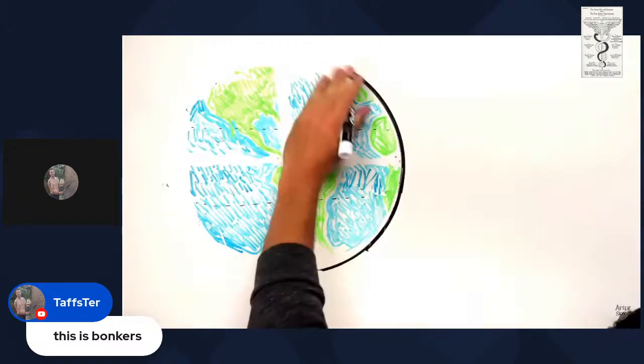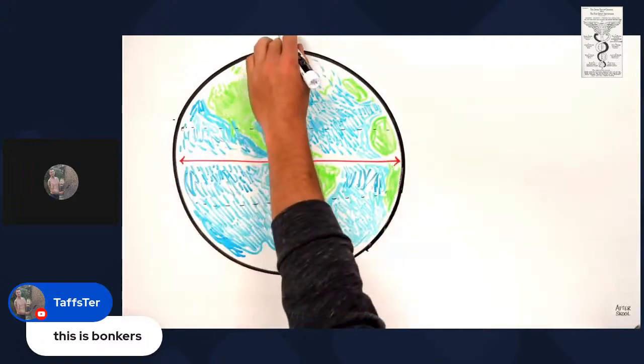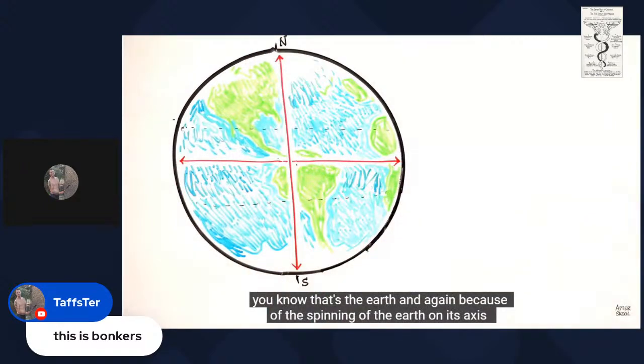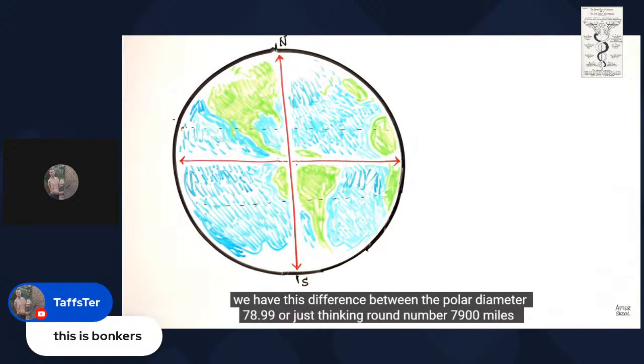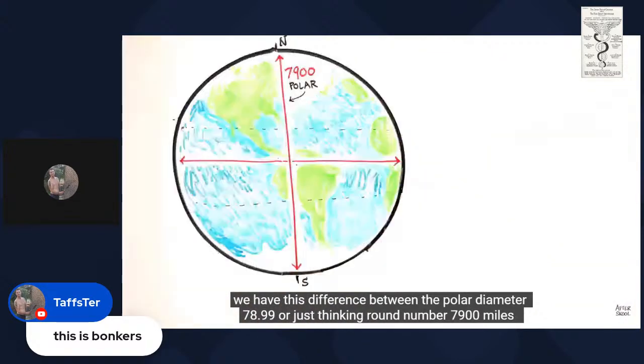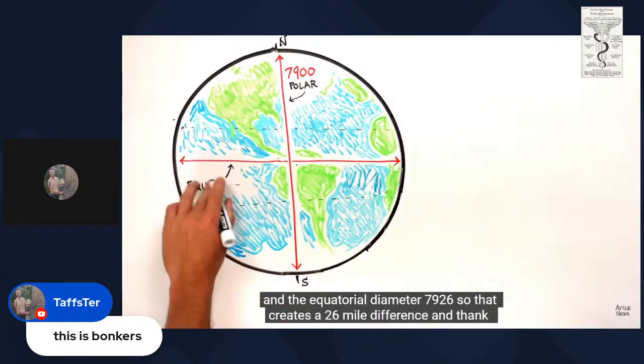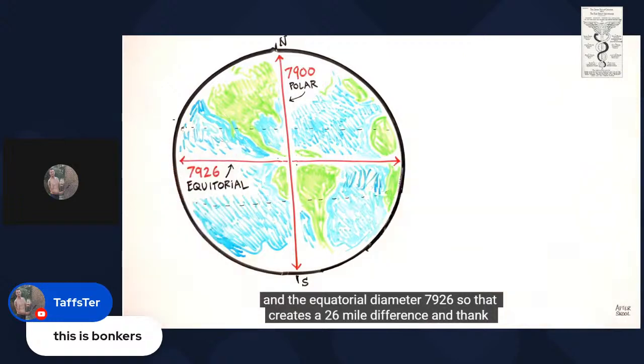And then we have the earth. Again, because of the spinning of the Earth on its axis, we have this difference between the polar diameter, 7,899, or just thinking round number, 7,900 miles, and the equatorial diameter, 7,926.